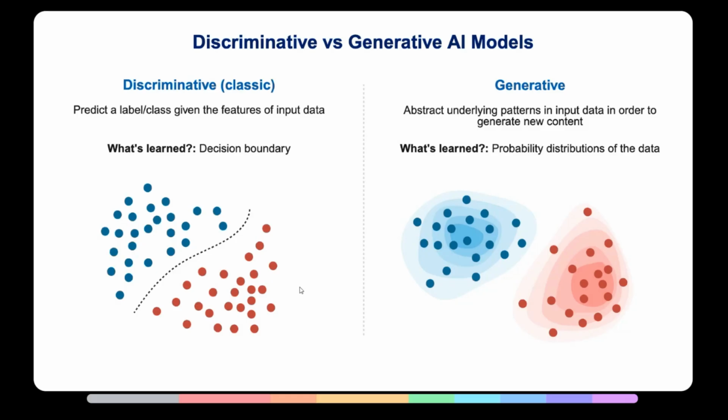So that's basically what generative AI does. It learns probability distributions. Okay. And in discriminative AI, as I said, you can see a strict decision boundary. Can we move on to the next slide, Rishabh?